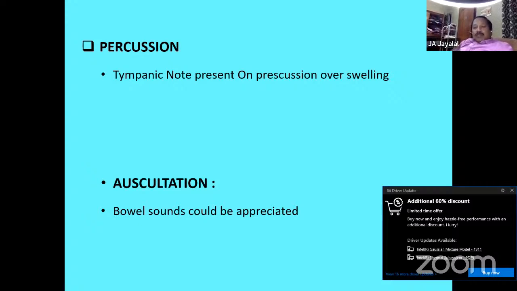The sweetest sound for a surgeon is only the bowel sound. Sweetest music. So you must be very thorough with that. You should make yourself familiar with looking for the bowel sound in all cases. This is going to decide whether you are going to take the case for surgery immediately or not. All that is going to depend upon that bowel sound.